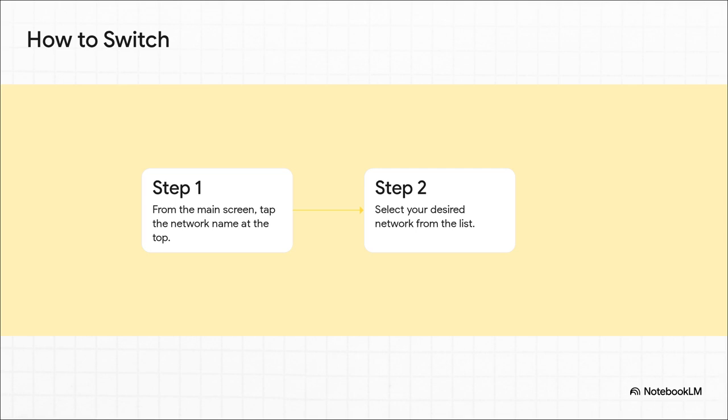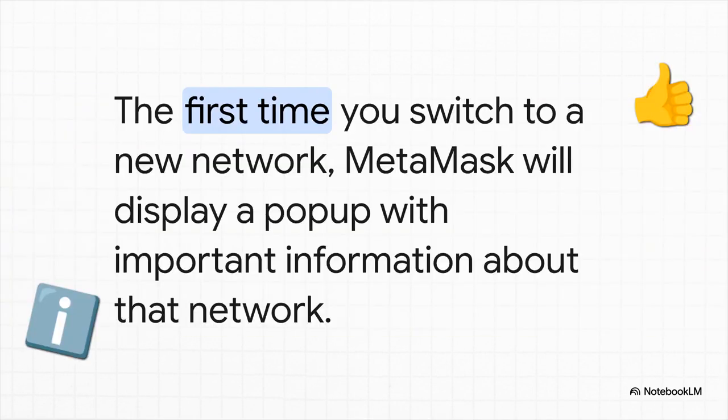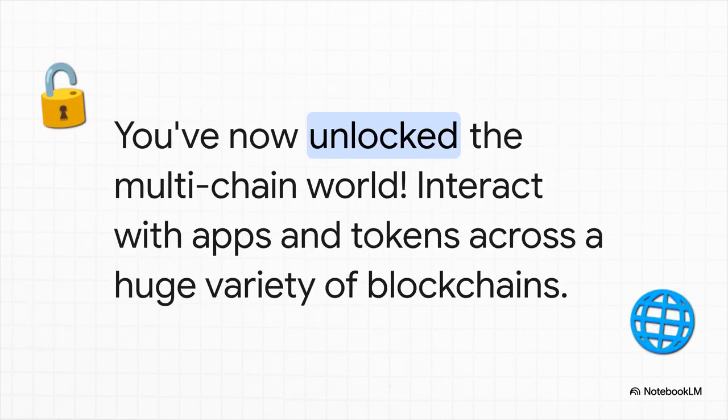It's that fast. Oh, and just a quick heads up. The very first time you switch to a brand new network, MetaMask will throw up a little one-time pop-up. It just shows you some info about the network. It's just a quick check to make sure you know what you're connecting to. Nothing to worry about. And that's it. Seriously, by learning this one simple skill, you have basically unlocked the entire multi-chain world. You're not stuck on one network anymore. Now you can play around with apps and tokens on a whole bunch of different blockchains.